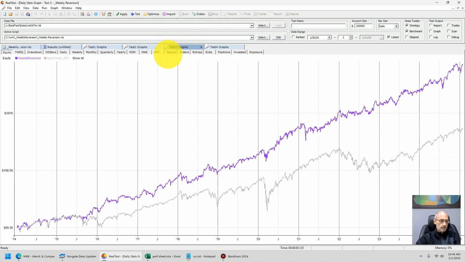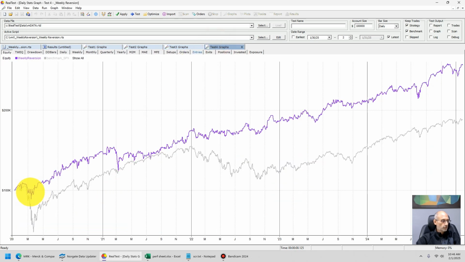And same graph going back to 2014. Here we can see how it did during the COVID crisis relative to the S&P 500. And this is a graph going back to 2020. So here's the COVID crisis. And here's the year where the S&P had a negative year and the strategy was up. And this is where we're at right now.